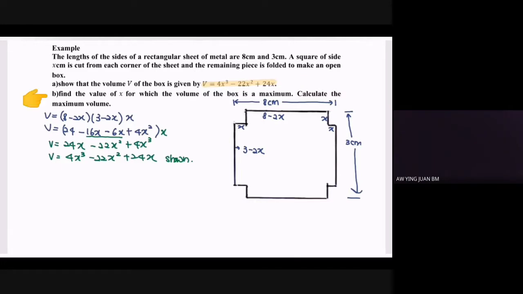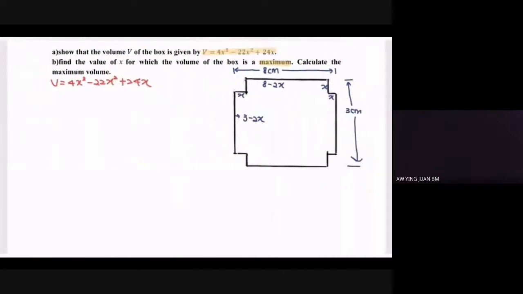Find the value of x for which the volume of the box is maximum. Calculate the maximum volume. Step number 1: express the situation in a single variable. So here we have the volume on the left and the right hand side in terms of x. Step number 2: find V prime and the second derivative V double prime.